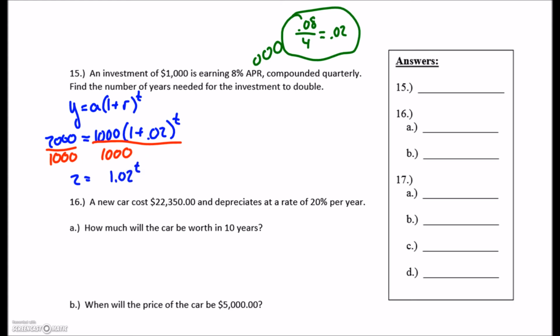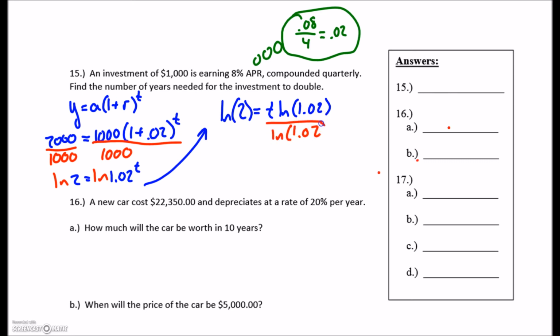Now to undo the exponential function, I have to take the natural log of each side. So I'm solving the same way I did the previous couple examples. When I do that, I end up with the natural log of 2 equals, and over here I can bring the exponent out front, so it becomes t times the natural log of 1.02. Now I just have to divide each side by that logarithm. So I divide each side by the natural log of 1.02. Whatever I do to one side, I have to do to the other side.